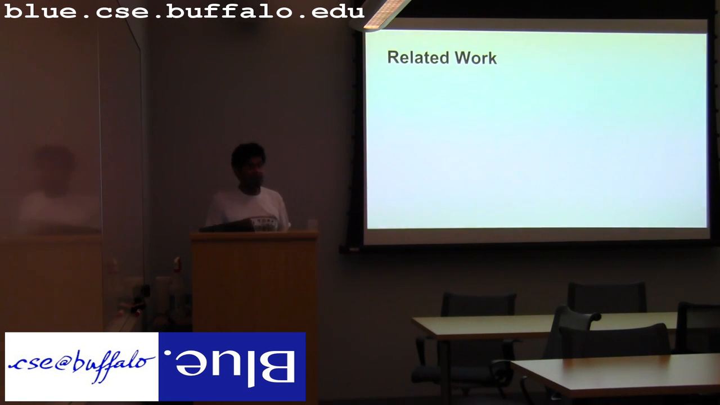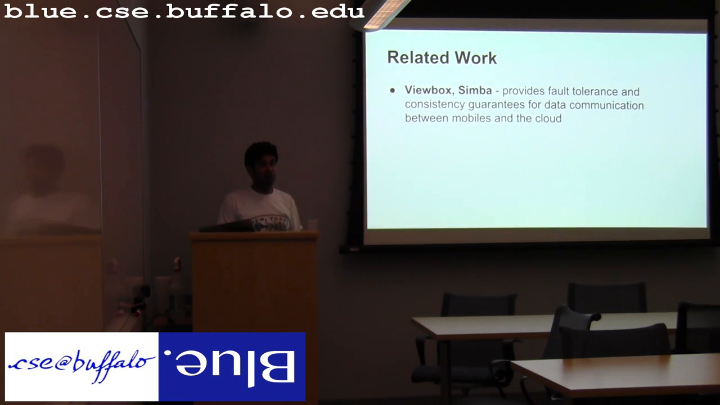There is some related work in this area, not particularly in automating the cloud storage like what we are doing, but there is a lot of work in the area of combining the local storage with the cloud. The first one is ViewBox and Simba, which provide fault tolerance and consistency guarantees between cloud and local storage. Symbiosis is a system by Microsoft which does selective sharing of objects, selective sharing of files.